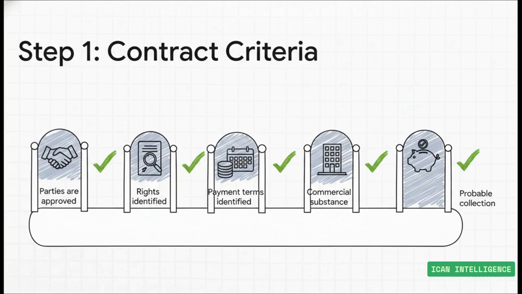The agreement needs to be approved. The rights and payment terms must be clear, it needs a real business purpose, and here's the biggie, it has to be probable that you'll actually collect the money. If you fail any one of these, you stop. The IFRS 15 journey ends right there.